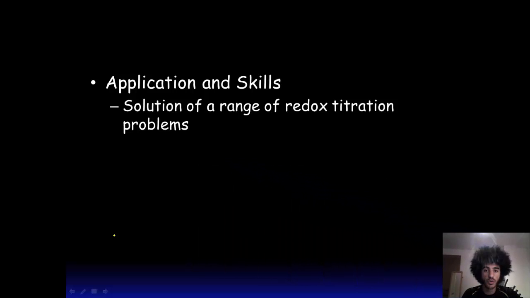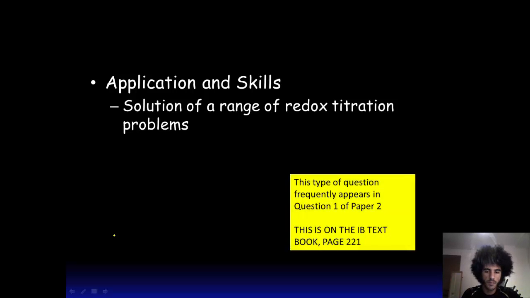And hopefully what this tutorial will do is support you a little bit with how to tackle these kind of problems, because chances are you can actually do these things individually, but it's pulling it all together which is the hard bit. Interestingly, in the textbook on page 221 for the IB, it says this type of question frequently appears in question 1 of paper 2. It's going to come up, okay? It'll be surprising if it doesn't. So this is something you do want to get pretty sharp at, all right?